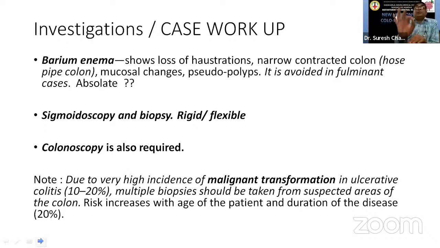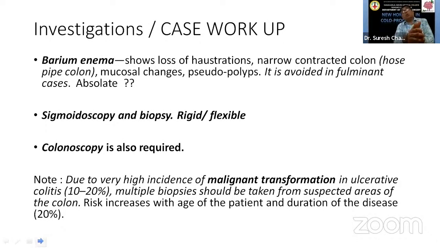Due to the very high incidence of malignant transformation in ulcerative colitis, that is 20%, multiple biopsies should be taken from the suspected area of the colon. And don't worry that if you take the biopsy it will perforate. It is not like that, because it is a lesion of mucosa and submucosa, and that is sufficient. So you can take mucosa and submucosa, and beyond that there is the muscularis. The chance of iatrogenic perforation is very, very rare, and in expert hands it is very rare. The risk increases with the age of the patient and duration of the disease.